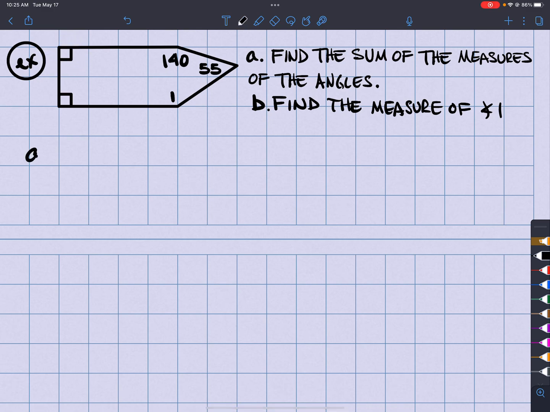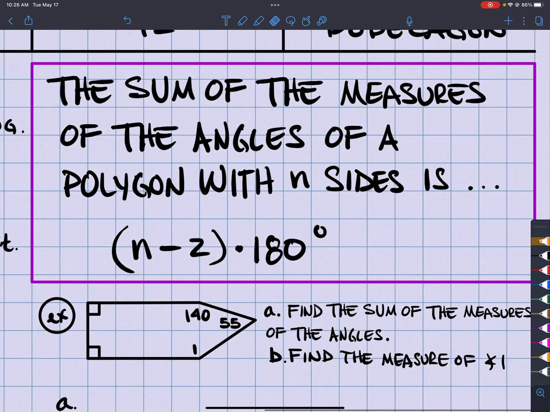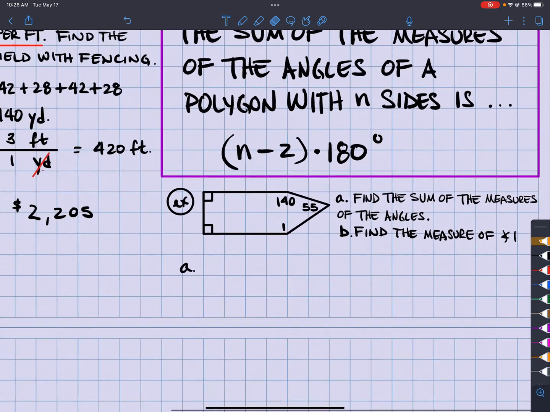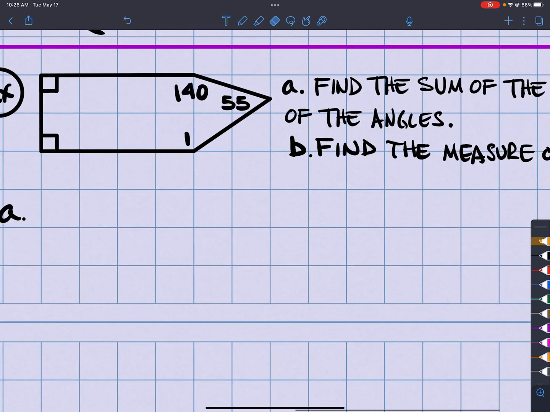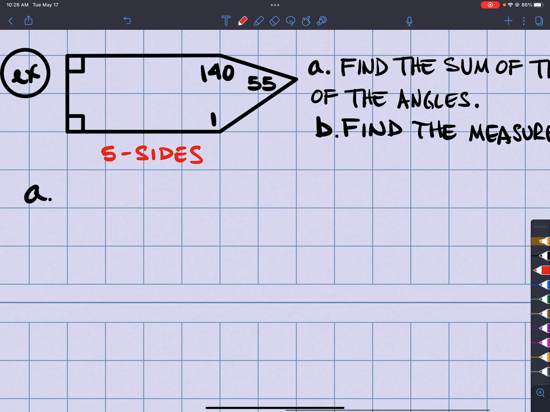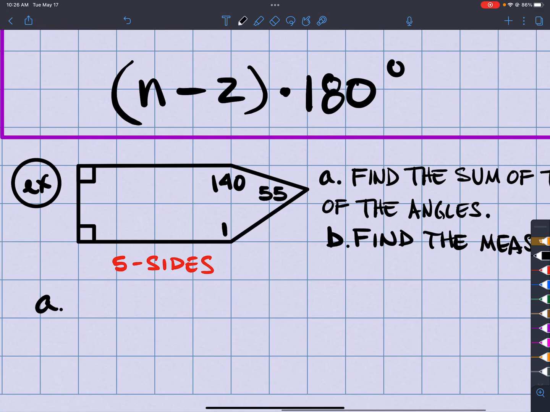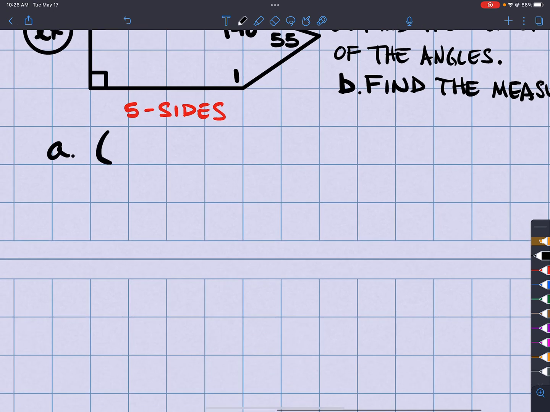So let me do part A. Actually, sorry. Before I even do that, that's not what I'm trying to do, because that would help me with angle 1. So here is the sum of the measures of the angles of the polygon with n sides. So how many sides is this polygon? So let's see here. We got 1, 2, 3, 4, 5. So this clearly has 5 sides, right? Okay, so I would go ahead and use the equation here, n minus 2 times 180. So I have 5 minus 2 times 180.